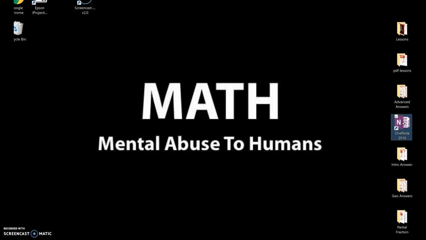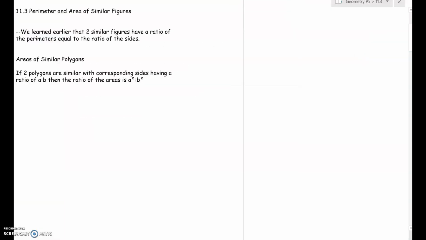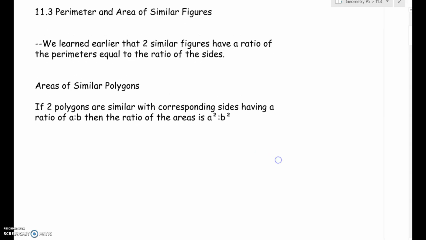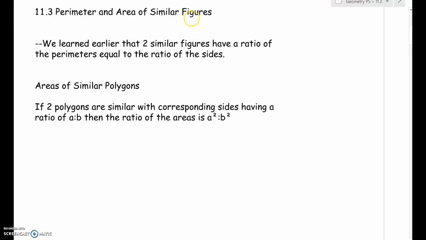And begin here talking about perimeter and area of similar figures. I'll probably send you some of this in terms of notes as well, so that you have it for yourself. The first thing, and nothing here for you to do right now, no problems here: we've learned earlier that two similar figures, that are the same shape but different size, have a ratio of the perimeters equal to the ratio of the sides. Remember, a ratio would be something like 2 to 3 or 3 to 4. That's what I mean by a ratio of the sides.